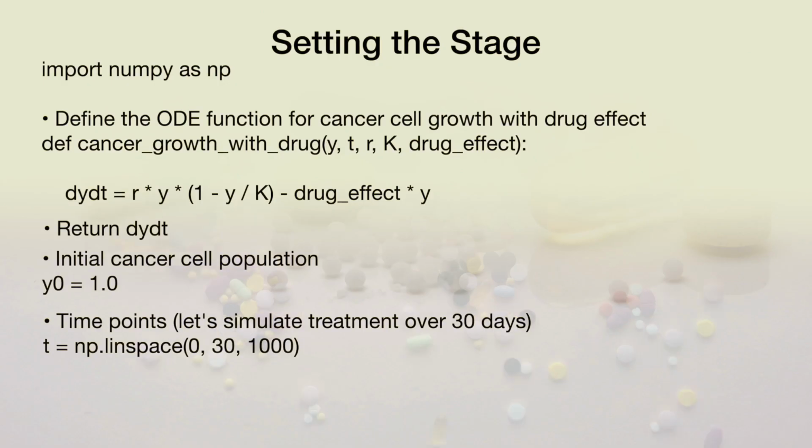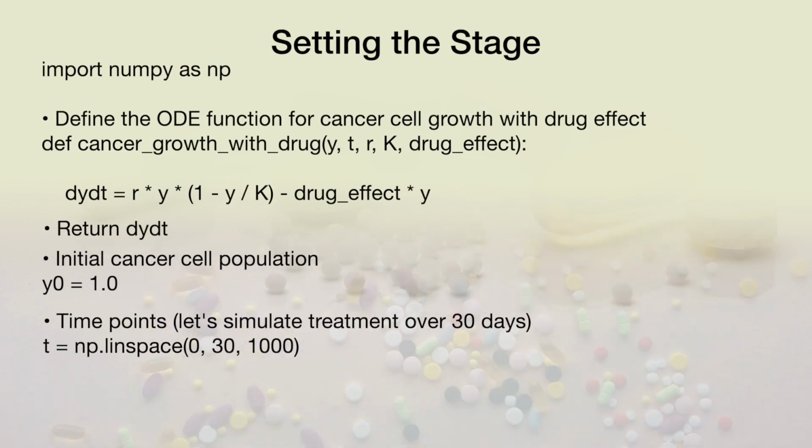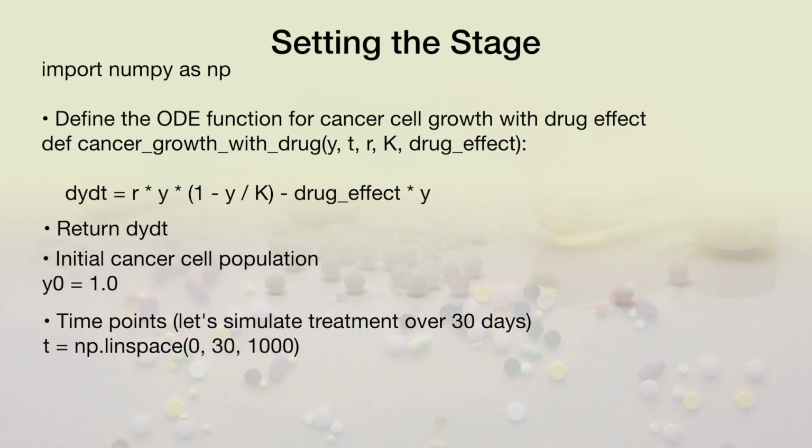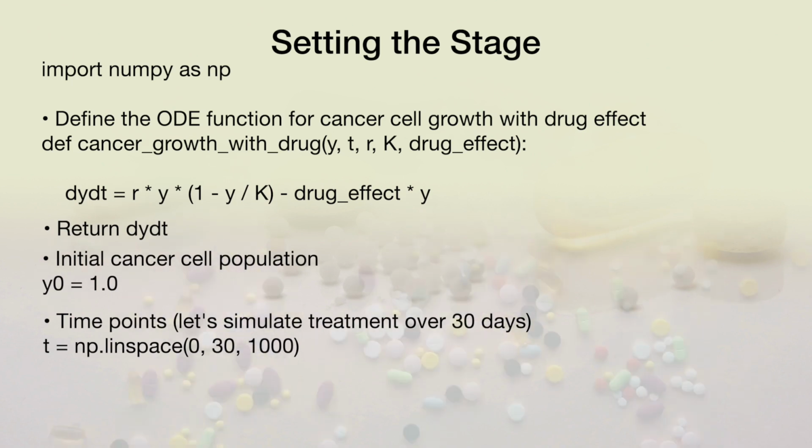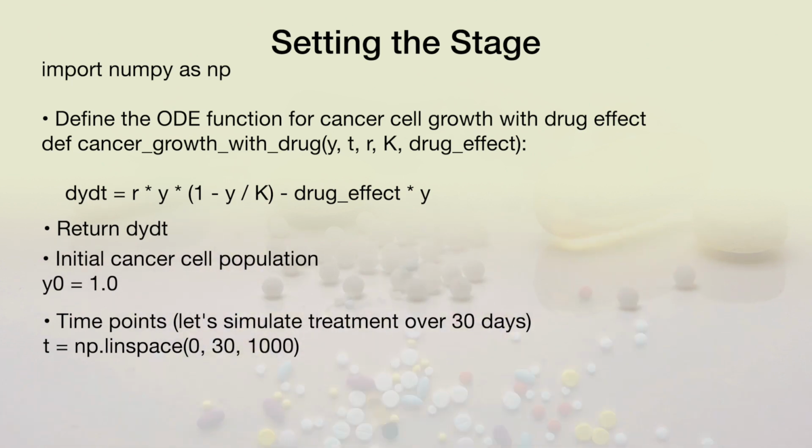After this, we have time points. So let us simulate treatment over, say, 30 days. Instead of having a real man or woman in front of us and treating them, taking their life into risk, we will simulate this particular treatment over 30 days. How will we do this? We will use t is equal to np.linspace(0, 30, 1000).